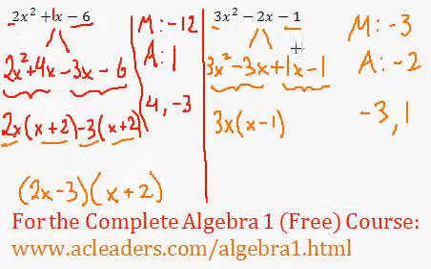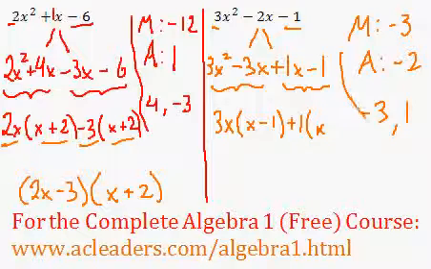And over here, 1x minus 1. Can't factor anything out except for 1. 1x divided by 1 is just x. Negative 1 divided by 1 is just negative 1.